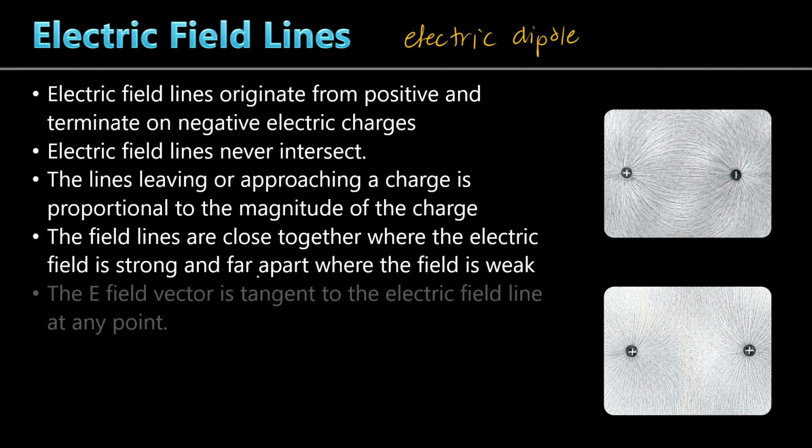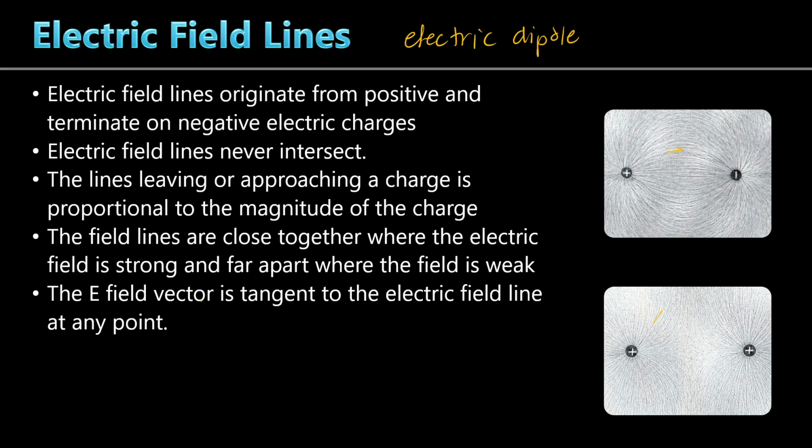Next. The electric field vector is tangent to the electric field line at any point. Ayan, halimbawa, dito sa point na ito, anong itsura ng electric field line? Tangent daw, ayun. At this point, for example, anong itsura ng electric field? Tangent, no? The electric field is always tangent to the electric field line.